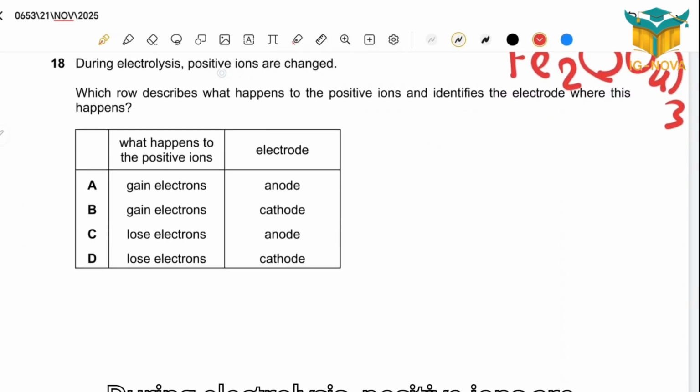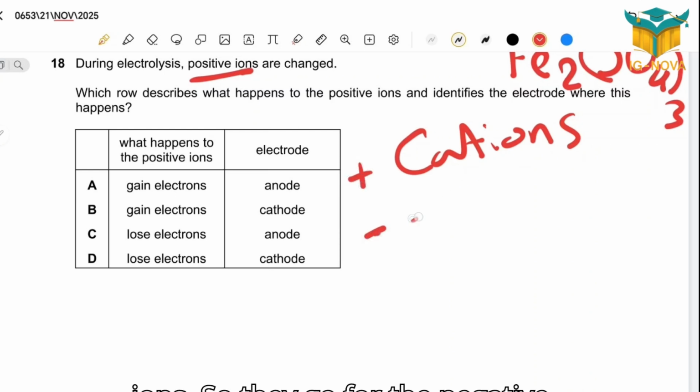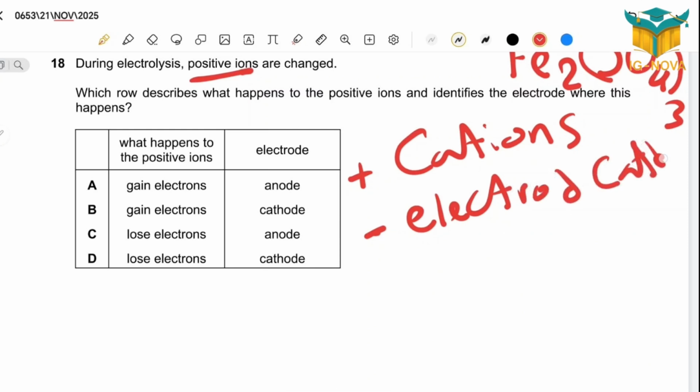During electrolysis, positive ions are changed. A quick review for electrolysis: positive ions are called cations. I will talk only about the positive ions, and negative ions do the opposite. Cations are positive ions, so they go to the negative electrode, which is called the cathode. So they will be changed at the cathode. Search for electrode. You have anode, cross them out.